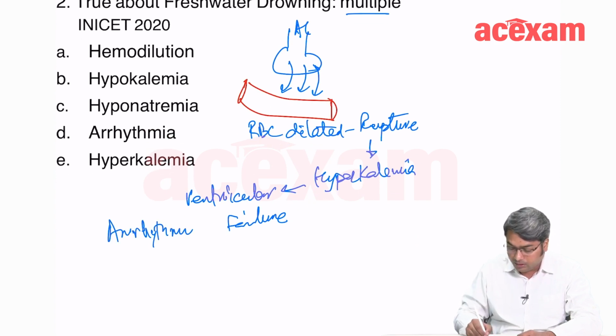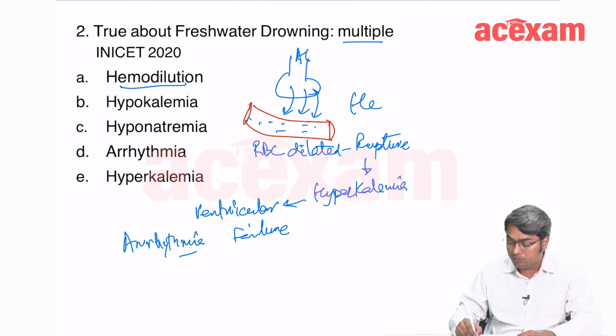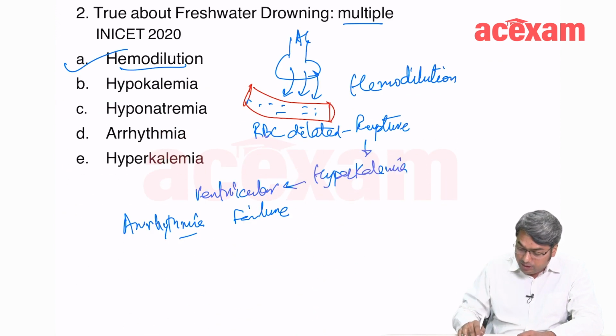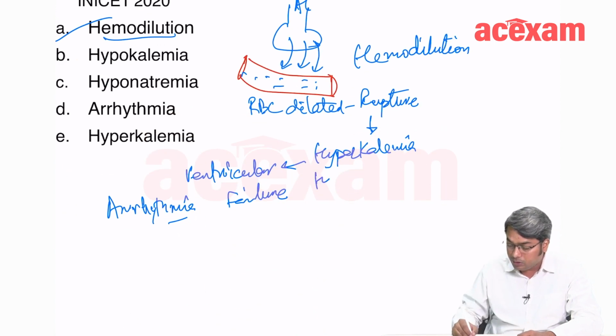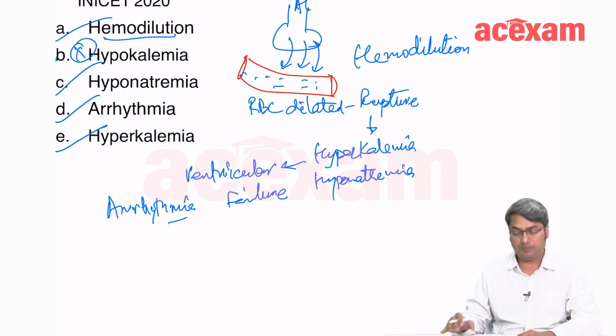This has been covered in detail in the chapter. So, what happens? There is hemodilution, as all the water will come into the blood. There will be hyponatremia along with hyperkalemia, and there will be arrhythmia. Hypokalemia won't be found here.